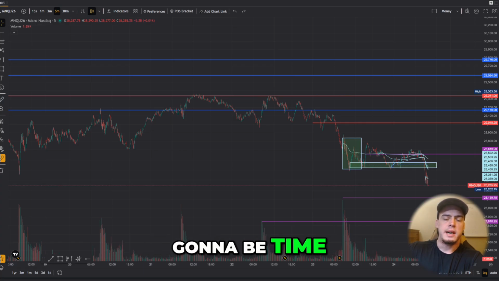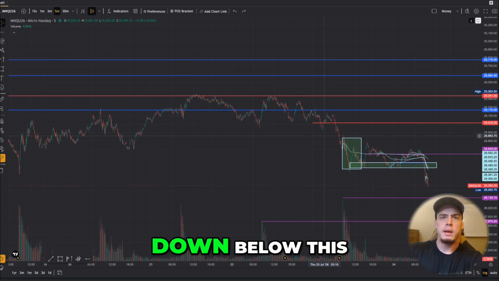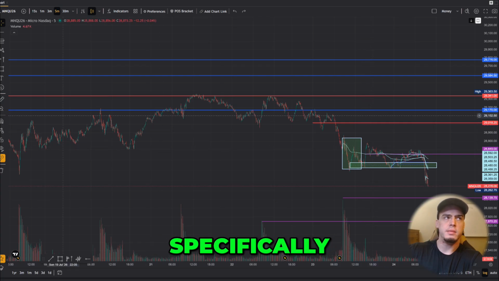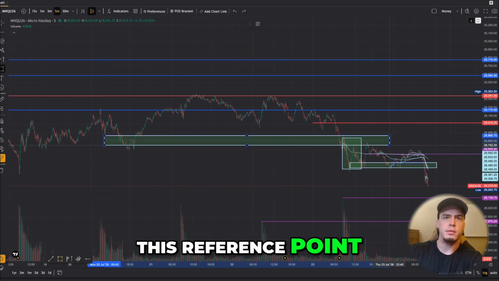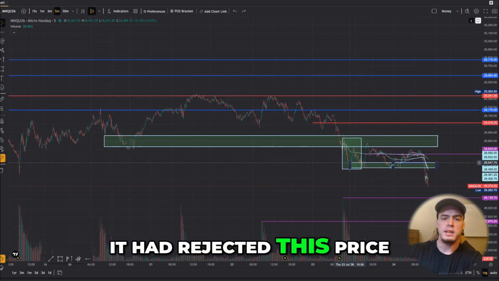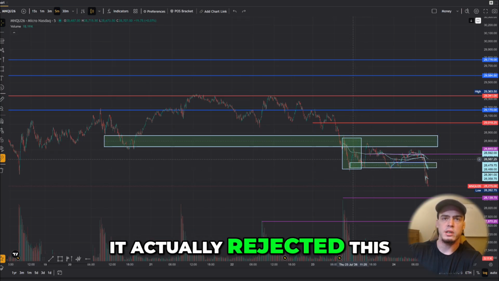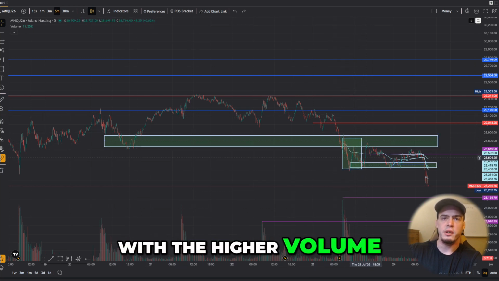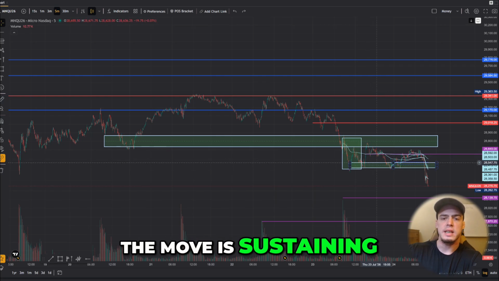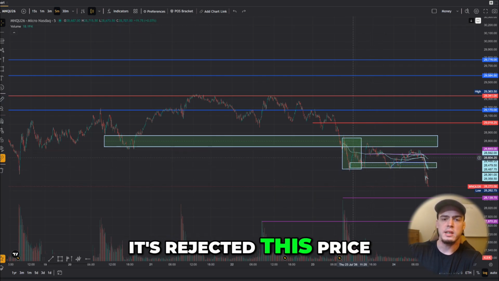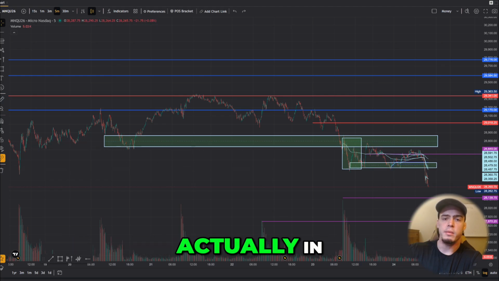The other thing is going to be time. So the market came down below this, had this shot back up here and spent some time up here, specifically, let's just say above this reference point. If the market started closing back up here, we could say that it had rejected this price. Or if, in this case, it actually rejected this low and then shot back up. But in reference to this area, this whole thing here with the higher volume, we can say that the move is sustaining itself downward on a longer time frame. But relative to this, it's rejected this price. So you have to understand which time frame you're actually in.